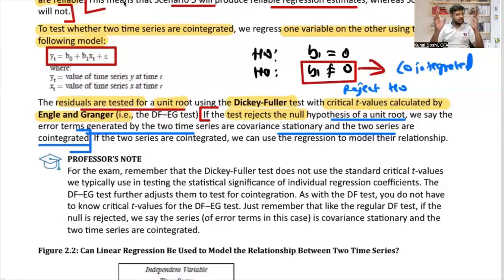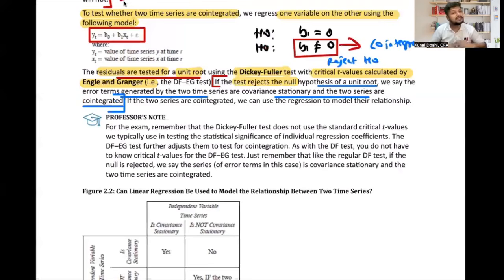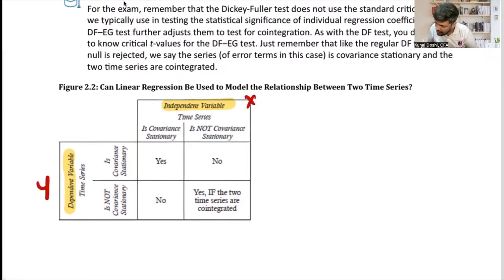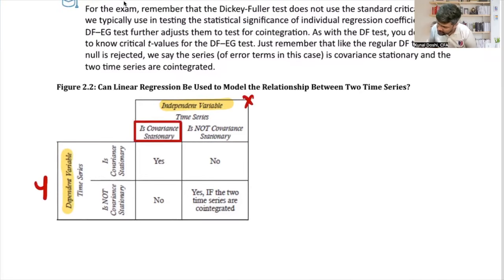Okay, in exam, you don't have to memorize all this, right? You just need to understand that if the null is rejected, it means they are co-integrated, then I can use it. So see this matrix, very, very crucial. Dependent variable y, independent variable x. Now guys, if they both are covariance stationary, only then the model is desirable. Are they covariance stationary? Yes. If they both are, only then the model is reliable. I can use it. Correct?